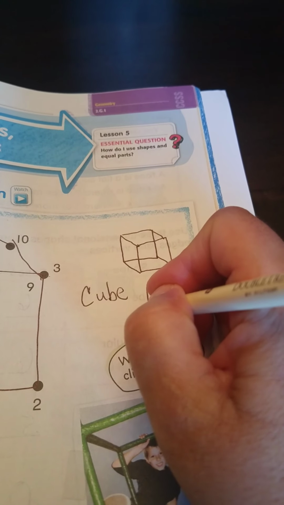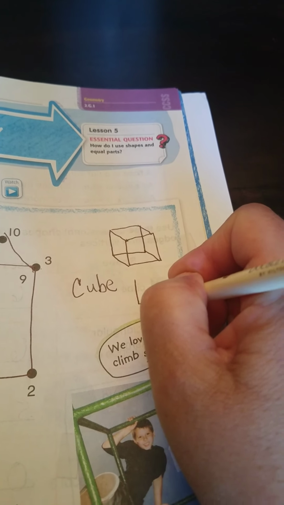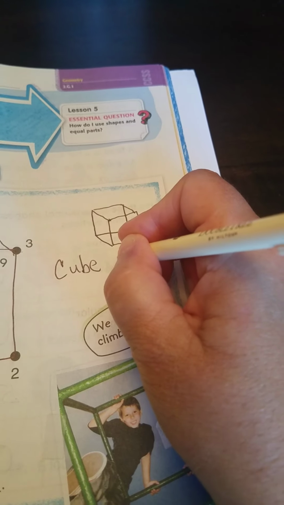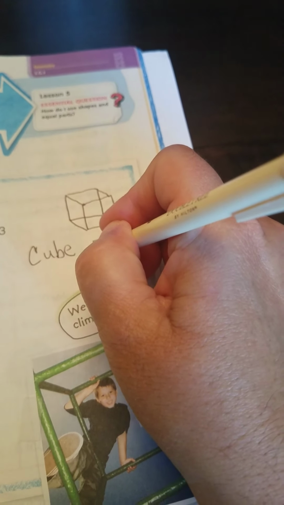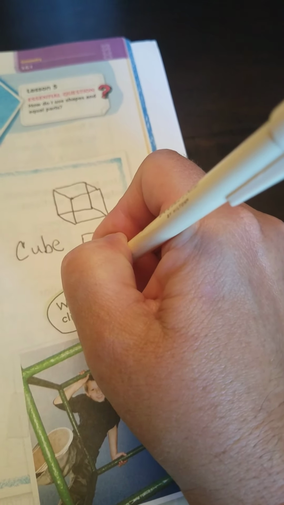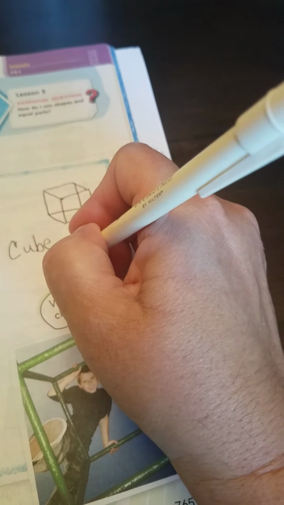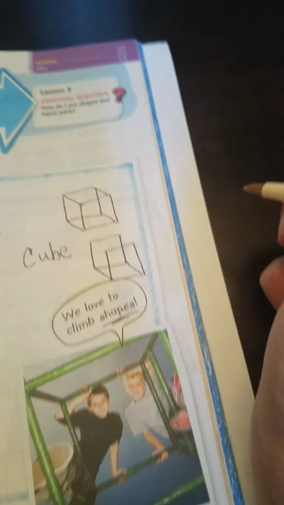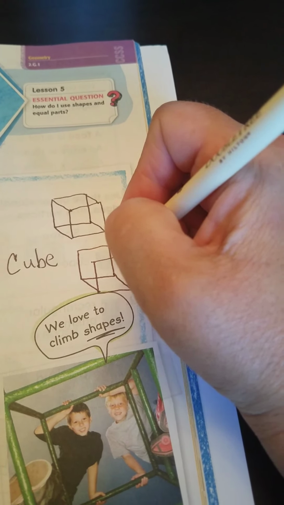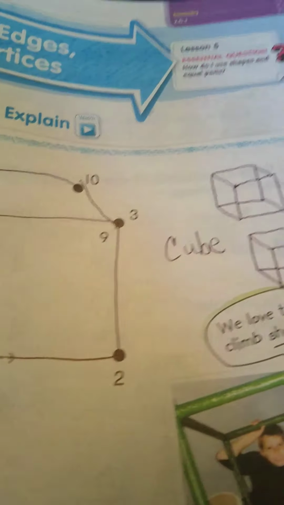Want me to do it again for you? Draw a square. You want to kind of be nice and neat about it. Dot, go to the middle. Draw another square about the same size, best you can. Draw lines to the corners. There you go. All right, so the shape is a cube.